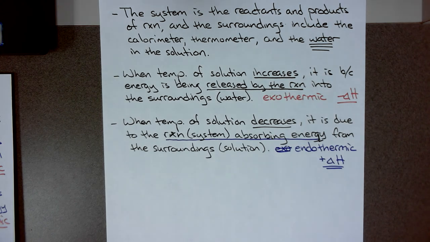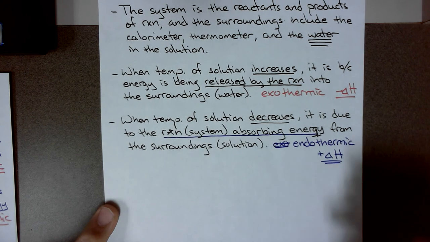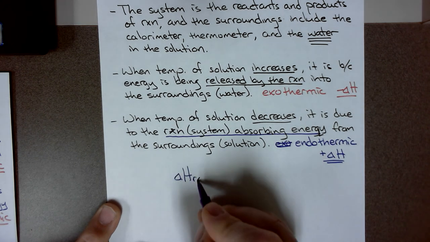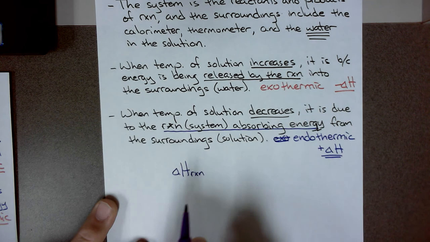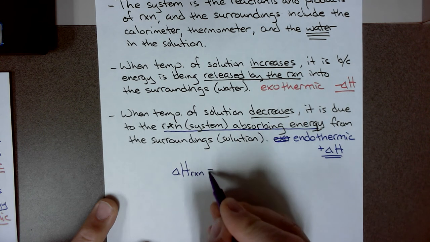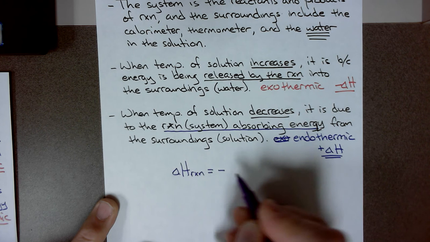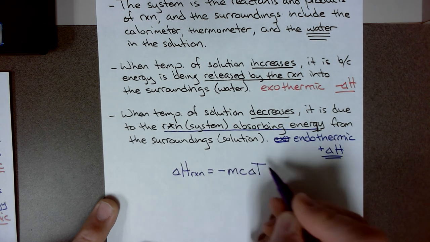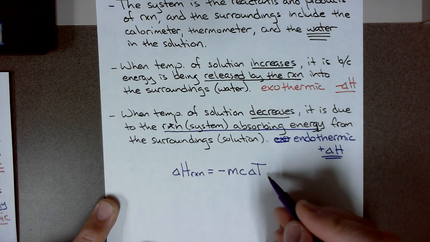Now, let's do a practice problem. And I'm going to write the equation one more time so that you guys really have it down. What we really look at in this case is that the delta H of a reaction, or the enthalpy change or energy of the reaction, is equal to a negative mc delta T of the solution.